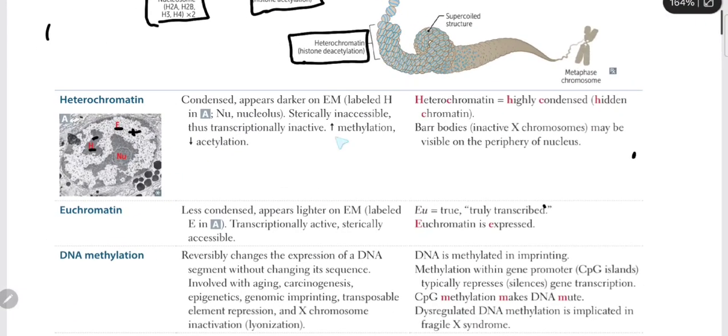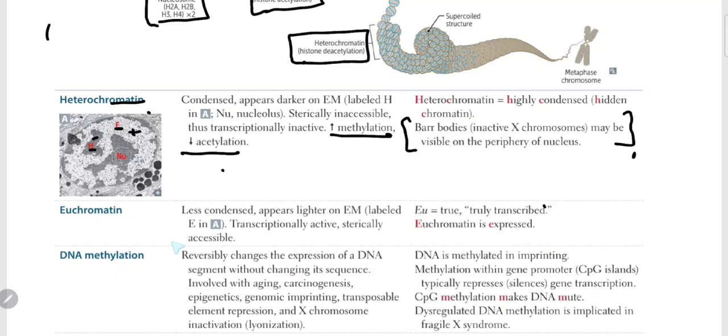So they have increased methylation and decreased acetylation. Methylation makes DNA mute, so heterochromatin basically makes it inaccessible to undergo transcription. Then we have Barr bodies, which are examples. Basically they are inactive X chromosomes that may be visible on the periphery of the nucleus.